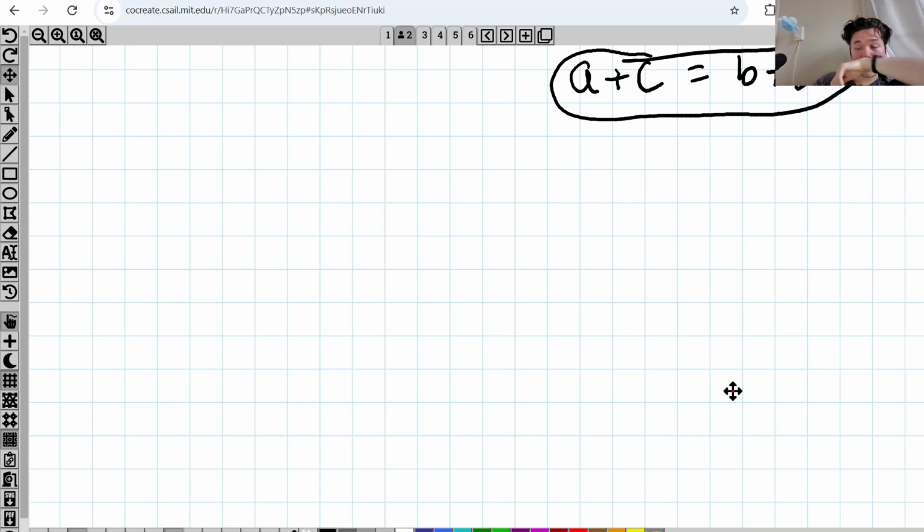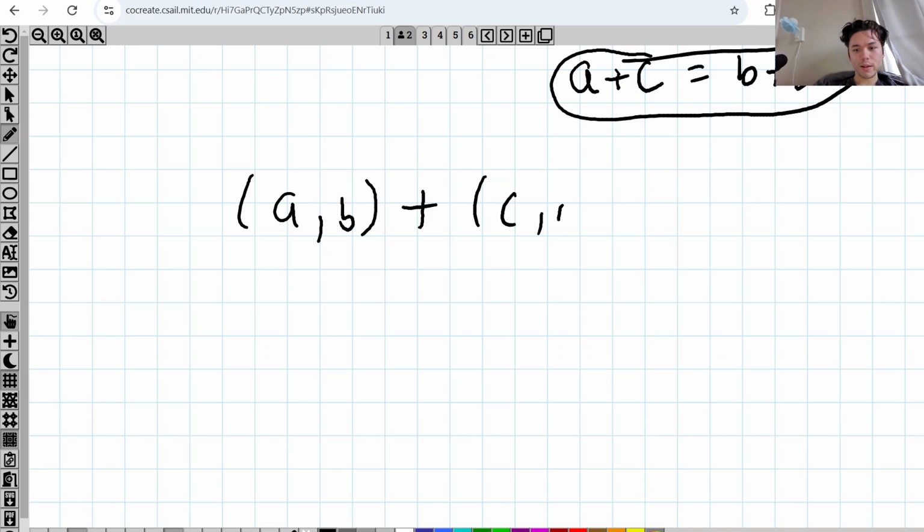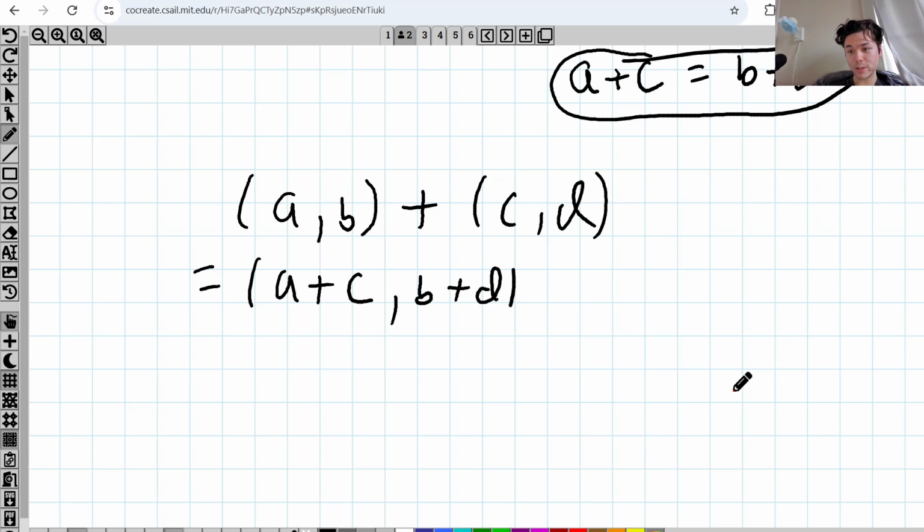Let's do addition. How do we add these? You can pause if you want to work out how one adds a comma b plus c comma d. Well, it's very simple. You just say that this is equal to a plus c comma b plus d. And again, the intuition behind that is you should be thinking in your head, what is this? All right, addition squared away.